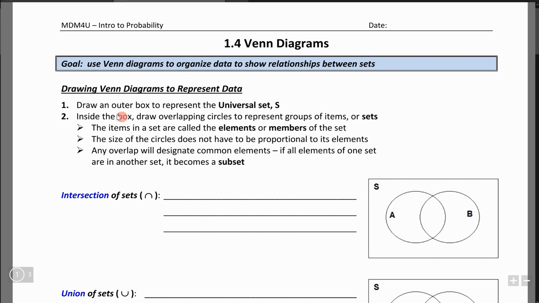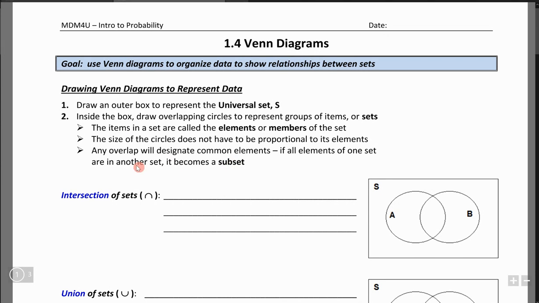And step number 2, inside the box, we're going to draw some overlapping circles to represent groups of items or our sets of items. So you can see already in our first Venn diagram down here is a circle for set A and a circle for set B, and then they overlap. The items in a set are called the elements or members of the set. And the size of the circles does not have to be proportional to its elements. It can be any size, big, small. Okay. And any overlap will designate common elements. If all elements of one set are in another set, it becomes a subset.